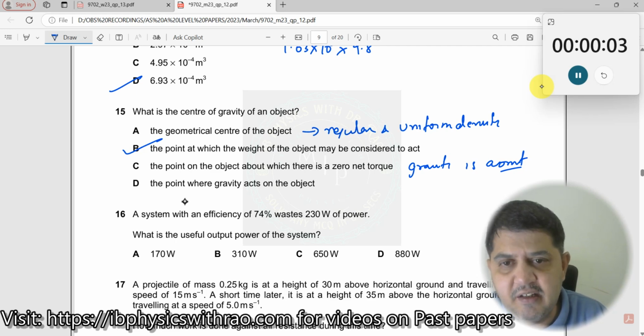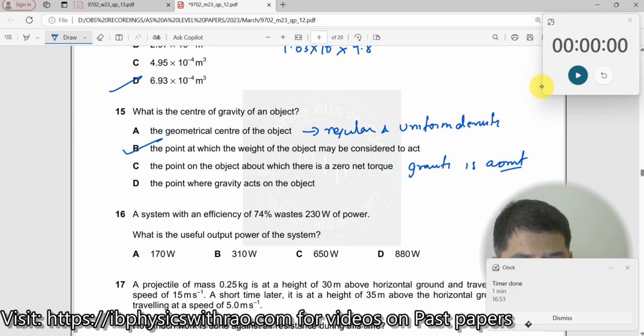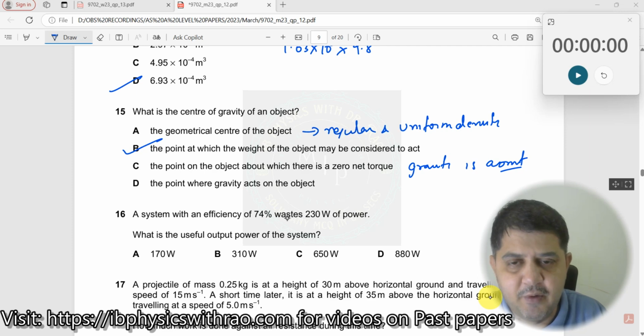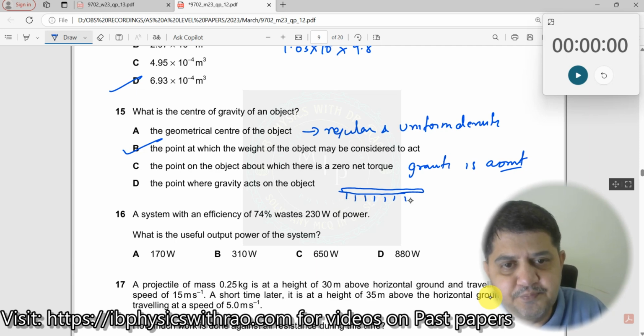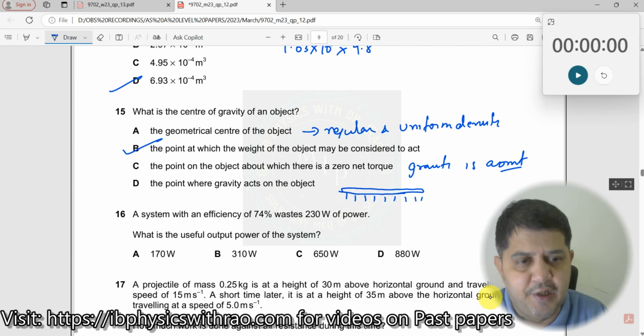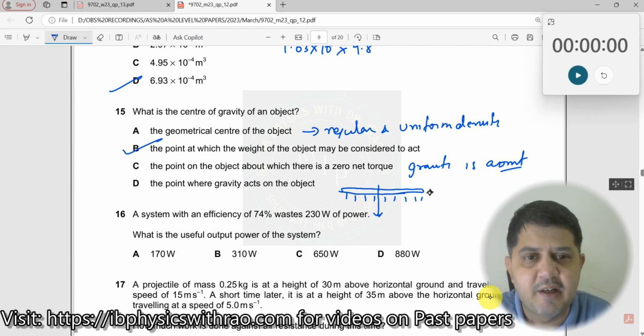A point where the gravity acts on the object. See, what happens is gravity acts at every point on an object. It does not act only at one point. So let us say, for example, I have something like a rectangular rod. At every point it acts over here. But we term the center of gravity as a hypothetical point. It's a point that you created and show that it acts at the center over here. It's a uniform rectangular rod.